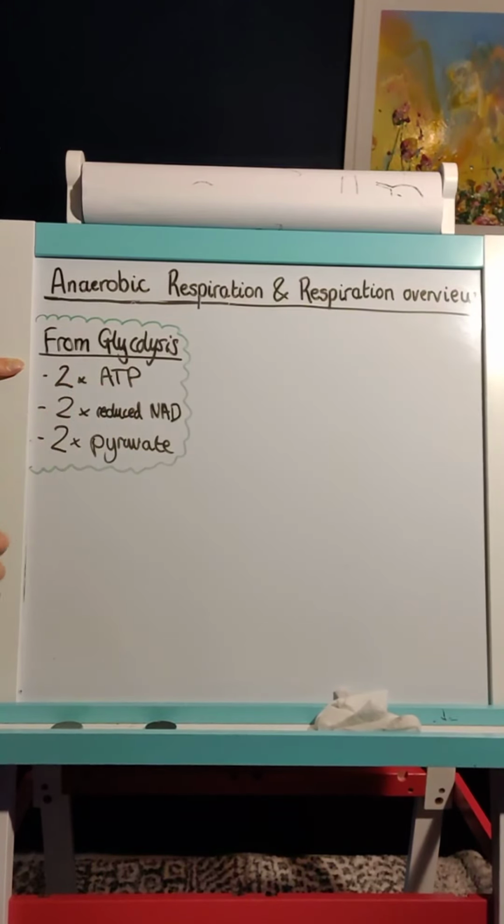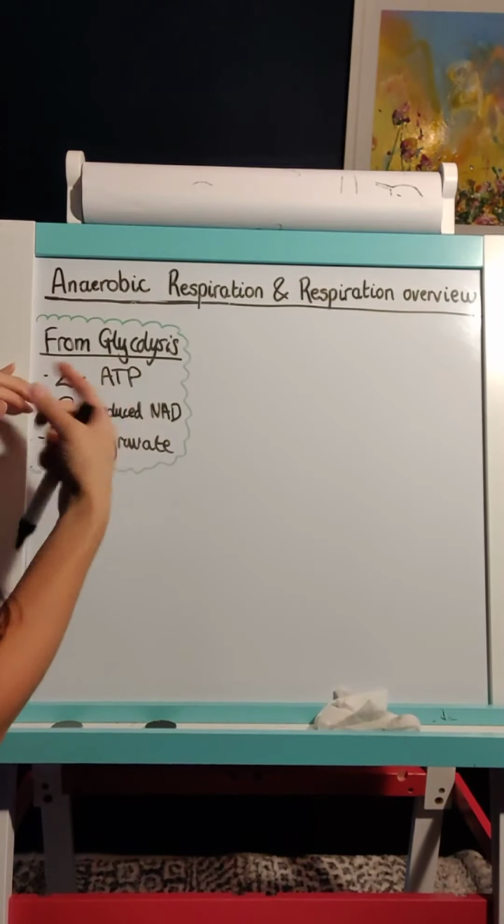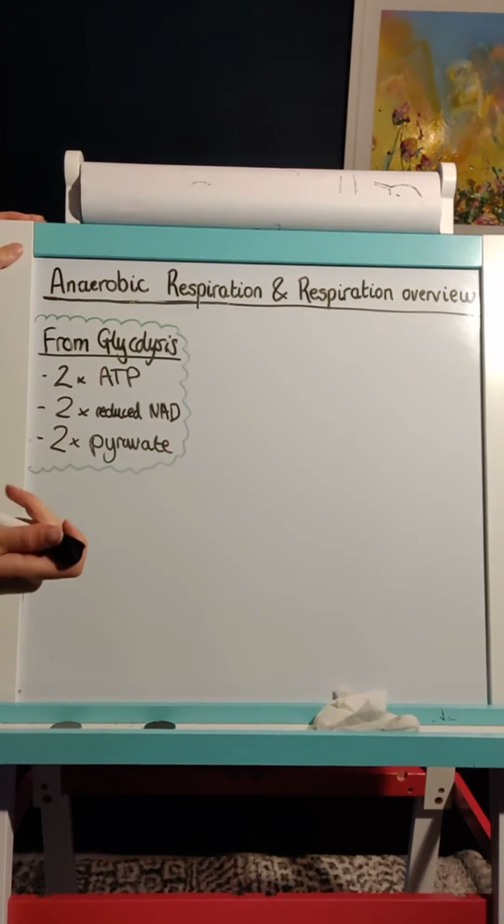This is nothing really compared to the 38 that we could get with one glucose molecule going through the whole process. Should be worth about 38 ATP, remember. So this isn't great, this is short term, but it's a short term fix that's worth having because there's these small amounts of ATP and this can happen over and over.